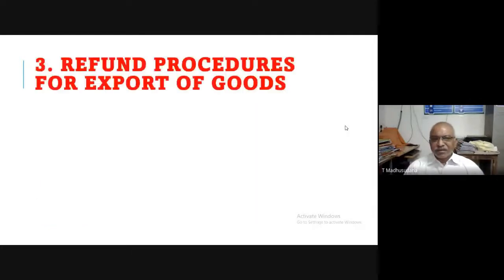Next, refund procedures for export of goods. What is the refund procedure for exports of goods?